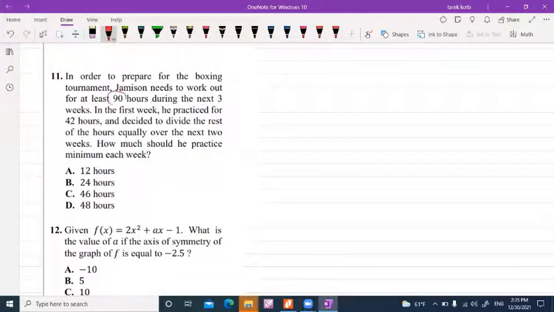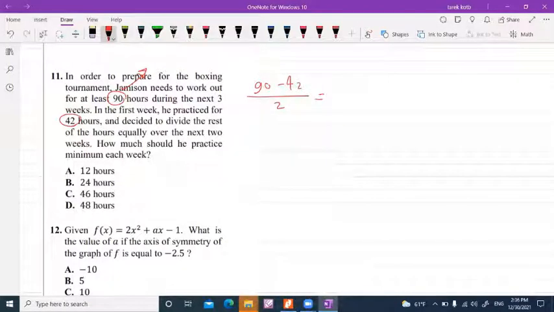It means 90 hours is the total amount for the 3 weeks. He started with 42. So you have to take away the 42 from the 90, 90 minus 42, and the rest will be divided over 2 weeks, means divide by 2.